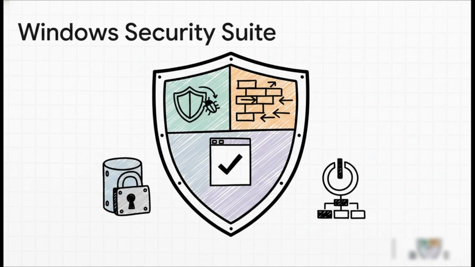First, you've got Microsoft Defender, your real-time anti-malware bodyguard. Then there's the firewall, which is like a bouncer for all your network traffic. User Account Control, or UAC, stops unauthorized changes by asking for your permission. BitLocker can encrypt your whole drive to protect your data if your laptop gets stolen. And finally, Secure Boot makes sure nothing nasty can mess with your system before the OS even loads.